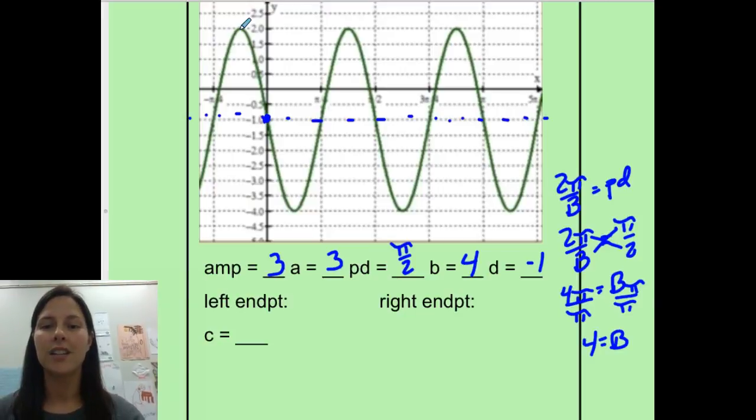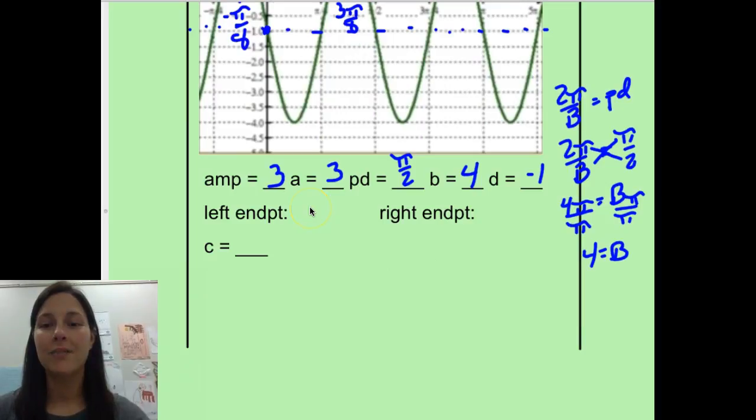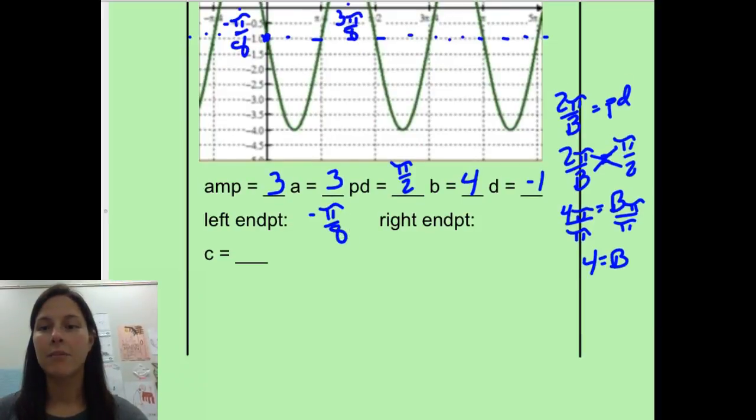So we're going to take a look at writing a cosine function for this graph so we can practice with those phase shifts. Cosine starts at its maximum. You can pick any maximum point and decide that that is your left or right endpoint. I decided to start at that negative pi over 8, and then my right endpoint would be at 3 pi over 8, halfway between that pi over 4 and pi over 2. I identified my left endpoint as negative pi over 8, and my right endpoint as 3 pi over 8.